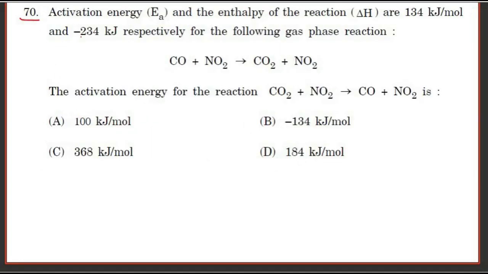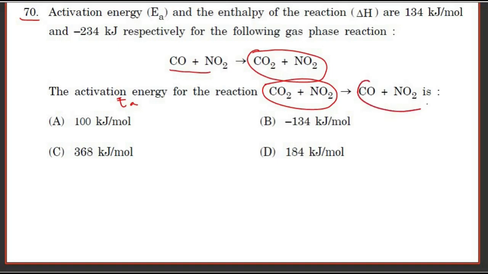Question number 70. Activation energy has been given and enthalpy of the reaction has been given. For the following gas phase reaction, CO plus NO2 gives CO2 plus NO, you have to calculate the activation energy Ea of the reaction CO2 plus NO gives CO plus NO2. Listen here, this reaction has just been reversed. The product becomes the reactant and the reactant becomes the product. So what will be the value of the activation energy Ea they are asking.